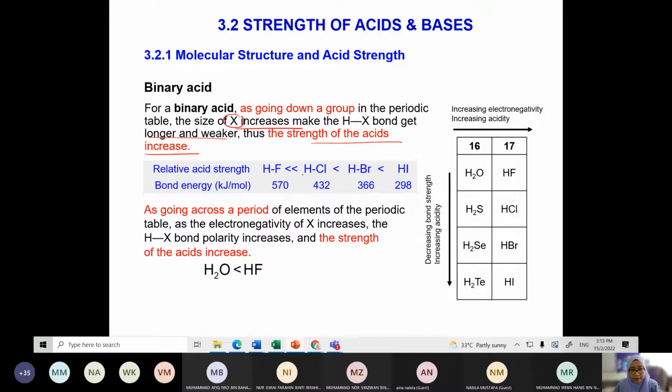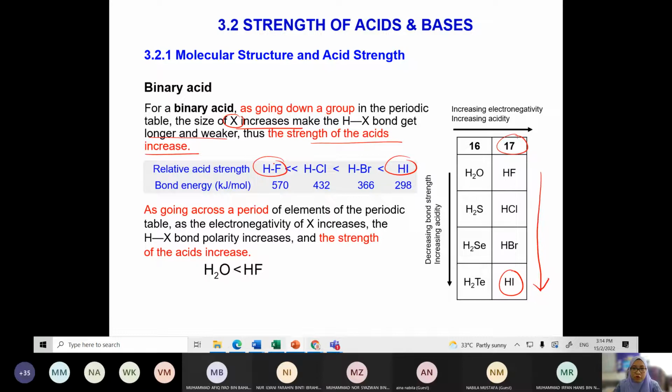For example, here HF, so group 17. Group 17 is very famous for acids, for binary acid. So as we go down the group, the size becomes larger and therefore the bond becomes longer and weaker, and the strength of the acid also increases. So HI is stronger. HI is the strongest acid compared to HF.